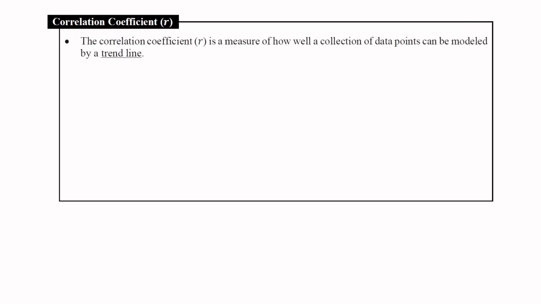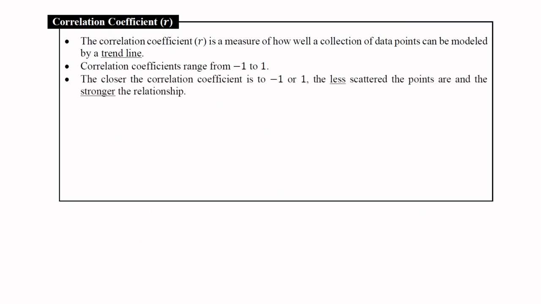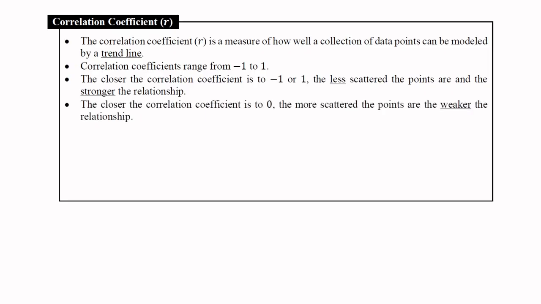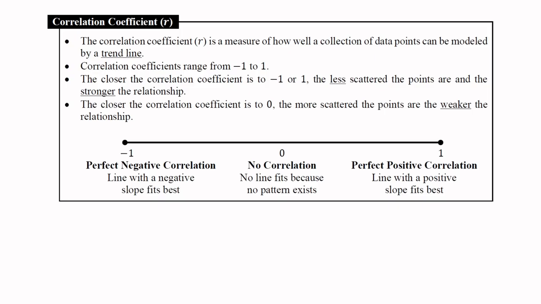The correlation coefficient is a measure of how well a correlation of data points can be modeled by a trend line. Correlation coefficients range from -1 to +1. The closer the correlation coefficient is to -1 or +1, the less scattered the points are and the stronger the relationship. The closer that it is to 0, the more scattered the points are and the weaker the relationship. So you have perfect negative correlation at -1 and perfect positive correlation at +1, and you have absolutely no correlation when it is 0.